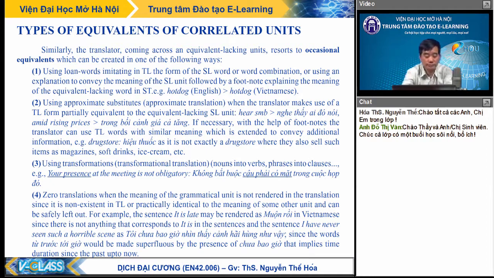Now four, zero translation. This is when the meaning of the grammatical unit is not rendered in the translation, since it is non-existent in the target language. Sometimes we don't have to change any part of this. So when we have an example, it is late, we may translate muộn rồi.